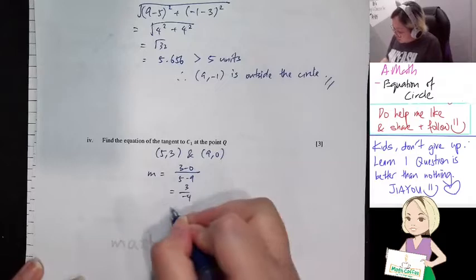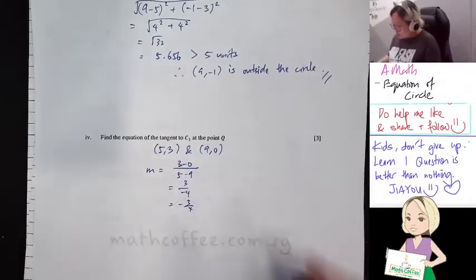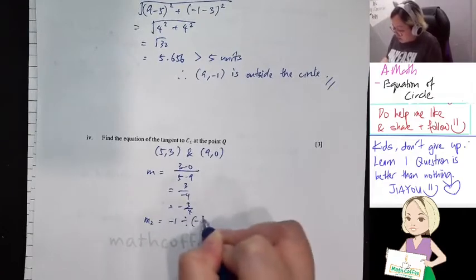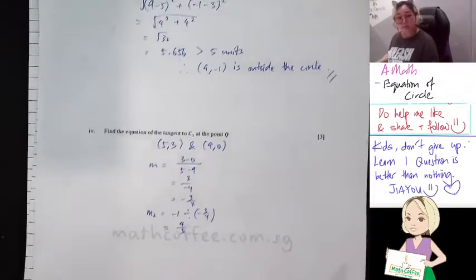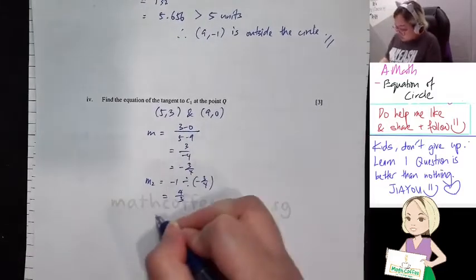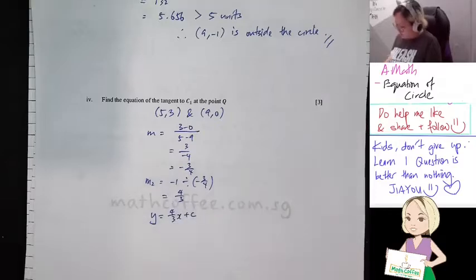Yes. So after that, you get negative 3/4. Okay? So after that, for gradient 2, you will just take negative 1 divided by minus 3 over 4. So that will give us 4 over 3. So you will have y equals 4/3 x plus c.